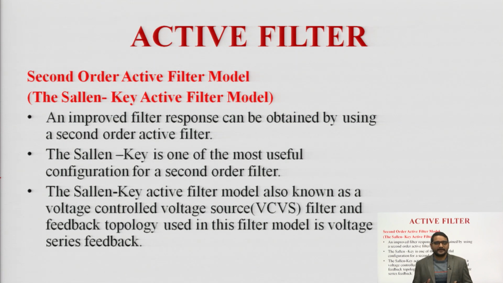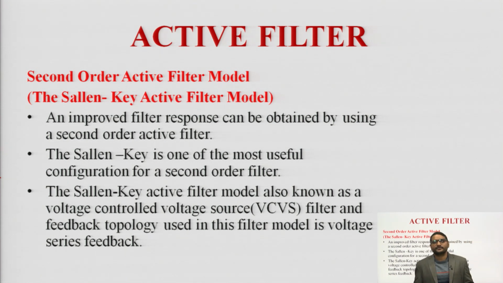So, second order is generally a cascading of two RC networks and one RC depends upon the low pass filter and high pass filter. It is connected to the output, and the resultant circuit is defined as the Sallen-Key active filter model.